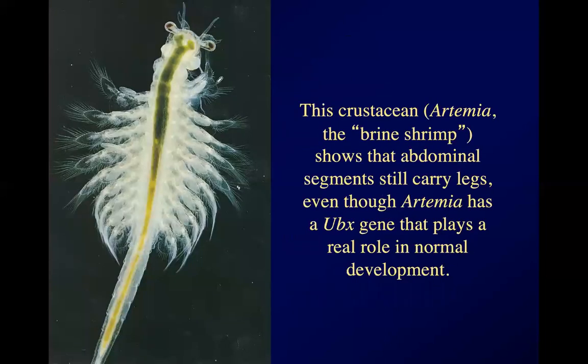So here, this is a brine shrimp. This is a type of crustacean. Brine shrimp, by the way, live in very saline water. They live quite happily in the Great Salt Lake, for example, and Mono Lake in California and other salt lakes. They're very resistant to high salinity.